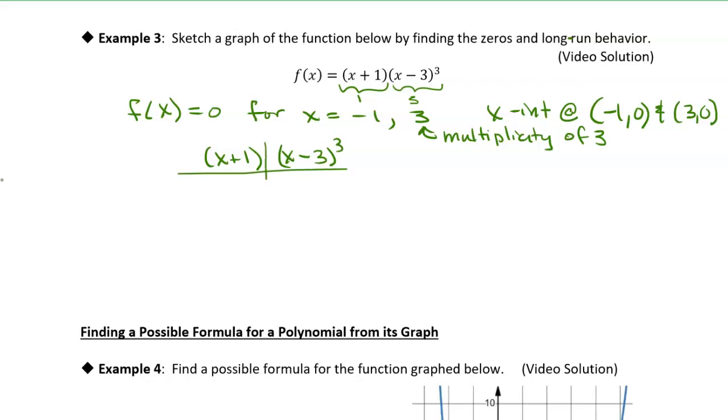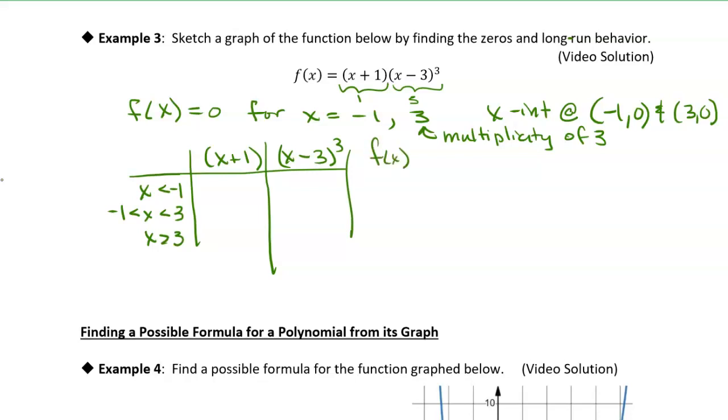And the domain, we have two zeros, so we're going to break the domain at the zeros and create three different intervals. So we're going to look at x less than -1, then -1 less than x less than 3, and then x greater than 3. All right. And then we're going to look at the sign of f of x.